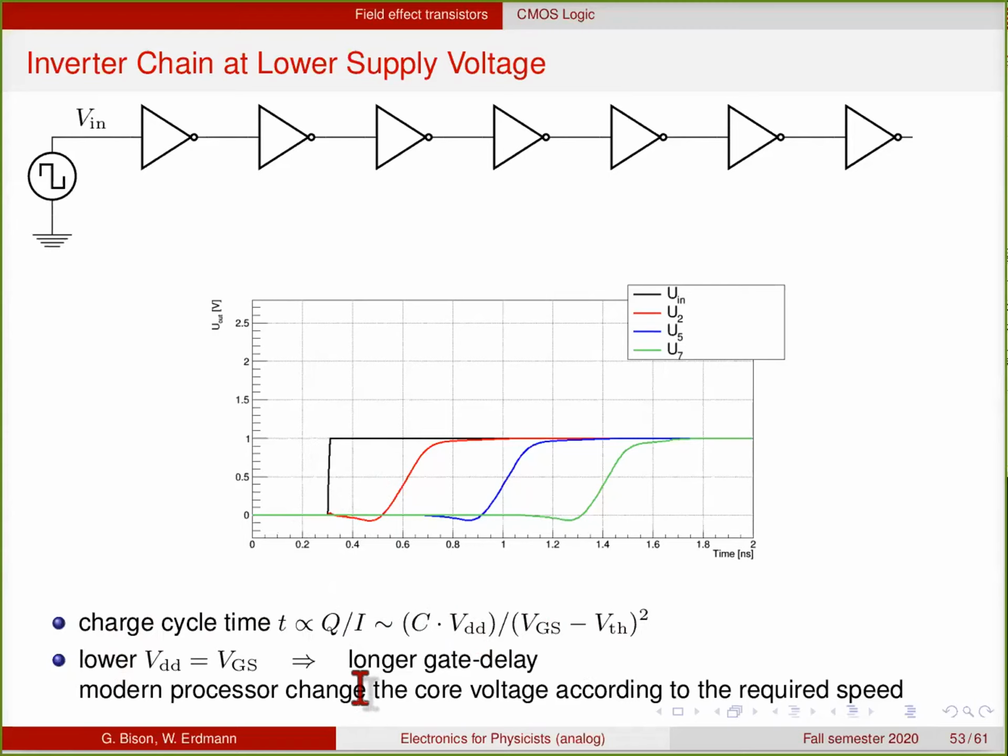Modern processors, you may know, change the core voltage according to the required speed. So if you don't need to run as fast, they simply change the voltage to save power.